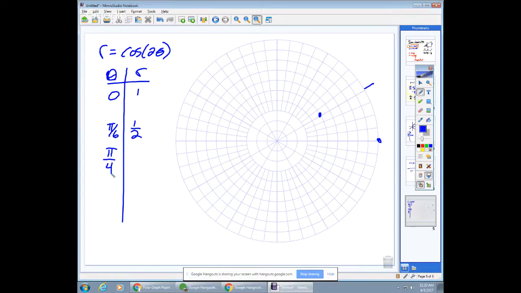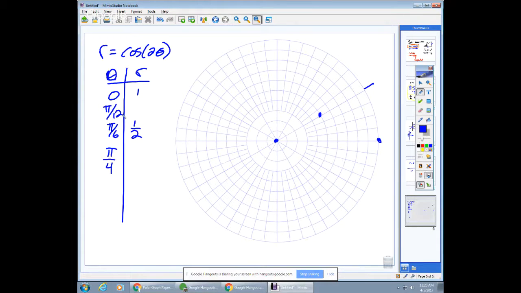If I double pi over 4, I get pi over 2. Cosine of pi over 2 is 0. So suddenly we went bang, bang, boom, we're back at the origin. I'm kind of curious as to what happened in between. I'd like to find something in between 0 and pi over 6, and pi over 12 is a good candidate. So I'm going to throw that one in there now.